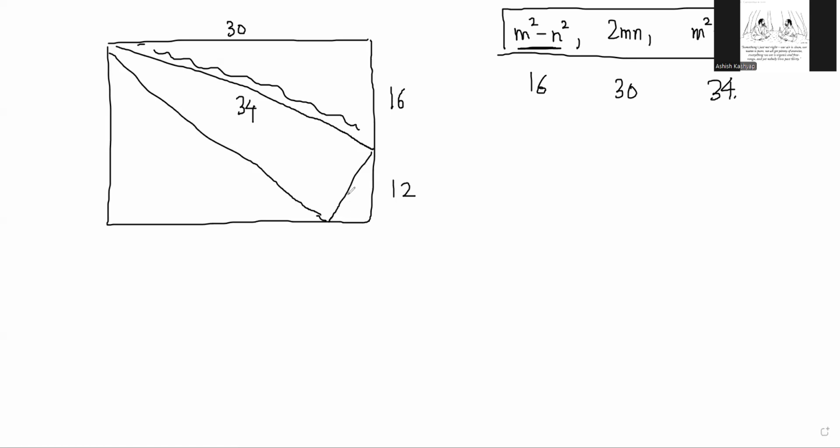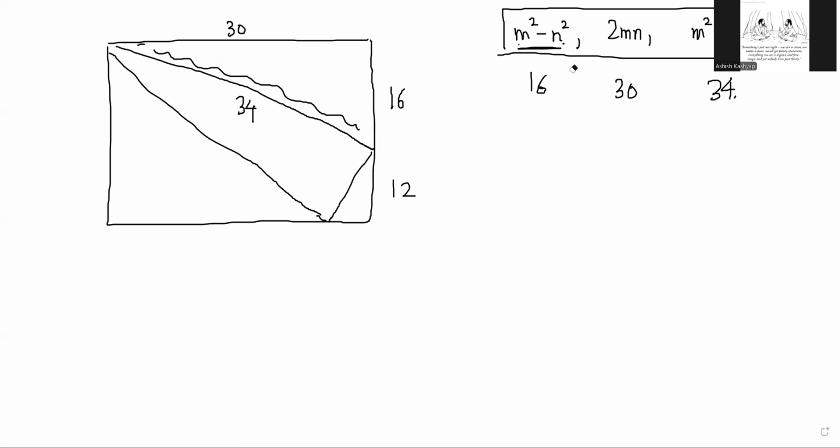This also has to be an integer Pythagorean triplet. So 2mn is 12. 2mn is 12, then mn is 6, then 3 and 2 fits. So 9 minus 4, 5, right? So this side must be 5, and this side, okay, again we are getting the same thing. So maybe we are choosing the wrong option.